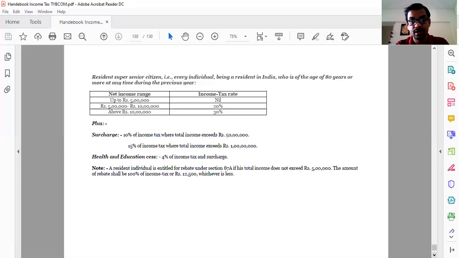87A. Okay, before the rebate, health and education cess, we have to add 4% of income tax and surcharge if applicable. Once it is found out, then we have to deduct the rebate under section 87A if the total taxable income of the assessee does not exceed rupees 5 lakhs, meaning it is less than 5 lakhs. At that time, under section 87A, the rebate of rupees 12,500 is deducted. Understood this? So in this way, we have to compute the tax liability of an individual.